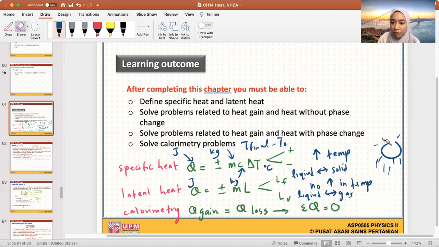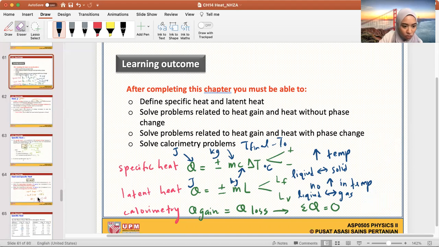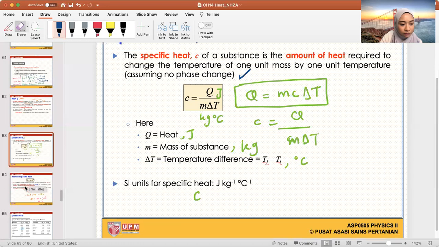Okay, so let's talk about the calorimetry. Oh, forgot. Ada lagi equation tak yang saya terlepas? Ada, okay. JKGL.